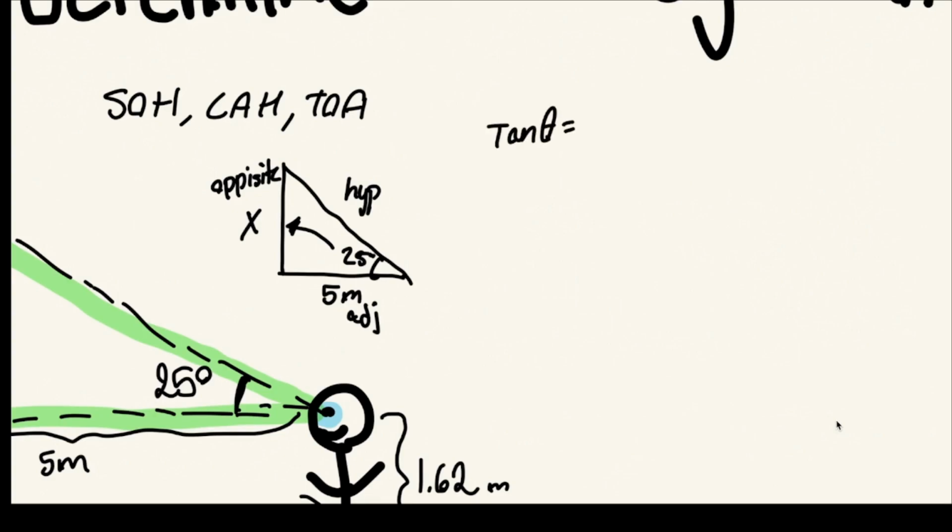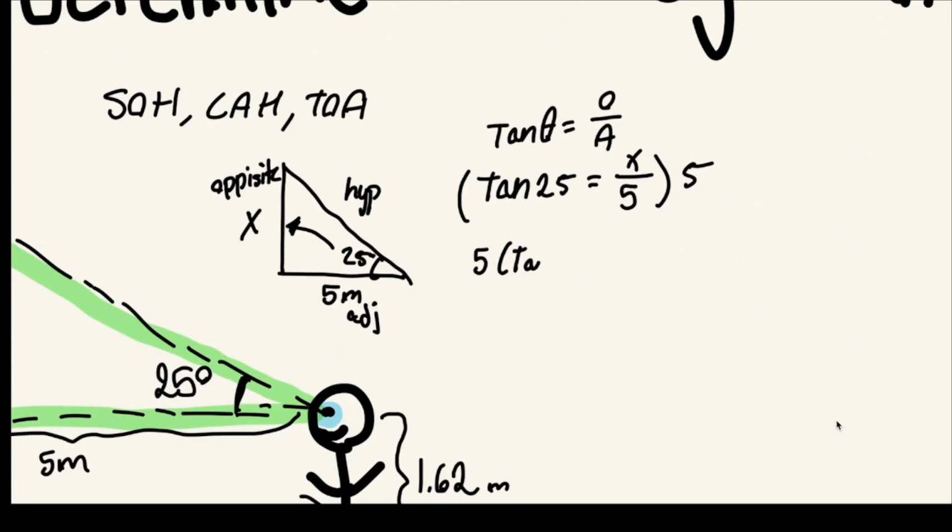So tan theta equals opposite over adjacent. So then it's going to be tan 25 degrees, because that's where our angle theta is, and that's our reference angle. And so tan 25 equals opposite over adjacent. So opposite is X, adjacent is 5. Now, how do we solve? We have to isolate for X, and if we isolate for X, we have to do it like BEDMAS. So we'll multiply both sides by 5. Then we're left with 5 times tan 25 equals X.